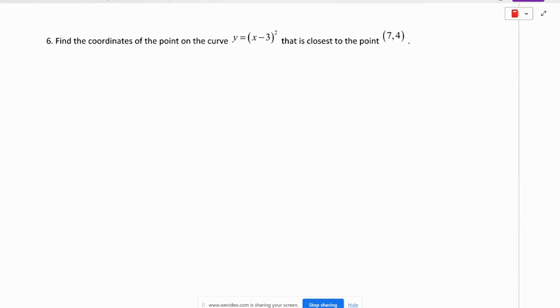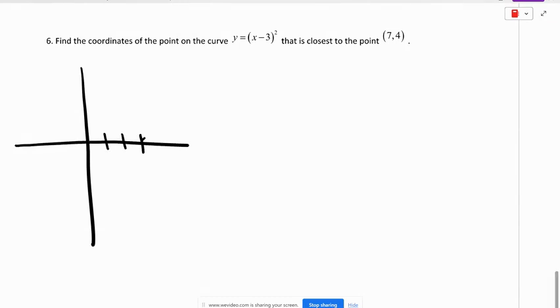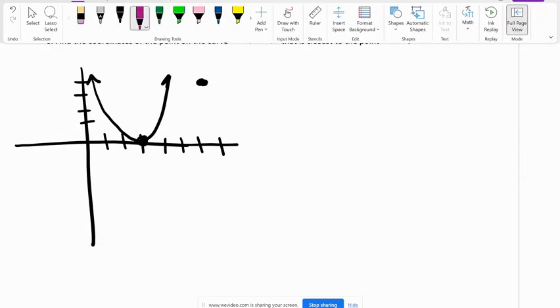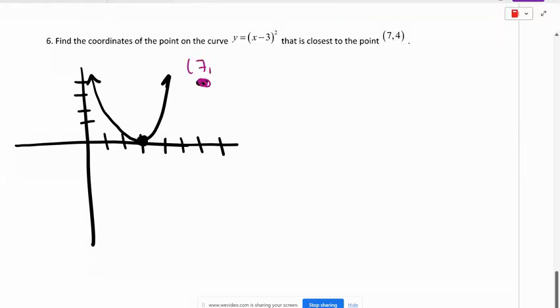Yay, this is a parabola. So let's just do a quick sketch of this parabola. Do we agree this is a parabola that has been shifted to the right 3? So it looks something like this. Just doing a sketch. So we want to find the point on this parabola that is closest to the point (7, 4). 1, 2, 3, 4, 5, 6, 7. So we want to find the point that's closest to this point that is (7, 4).